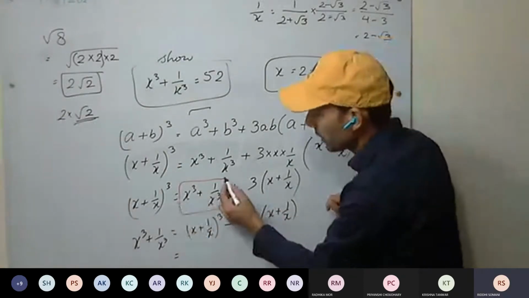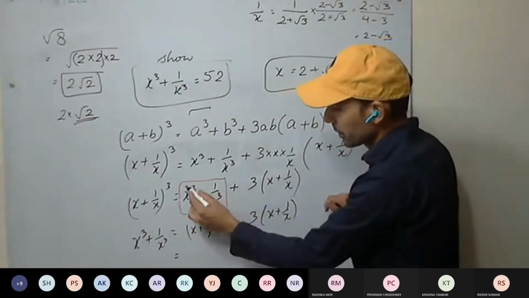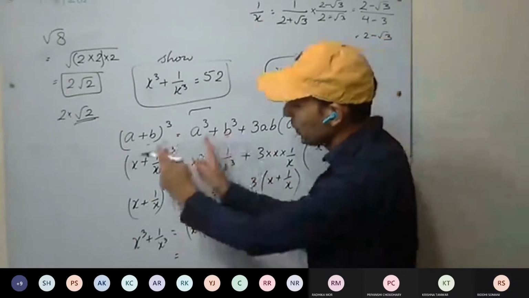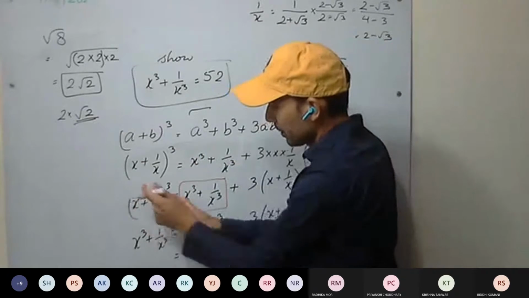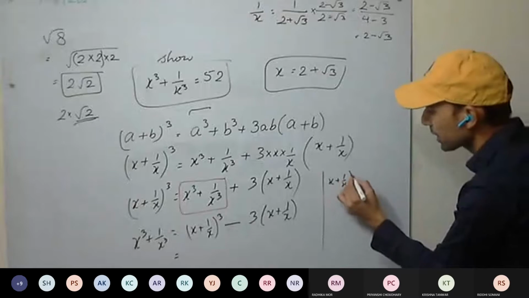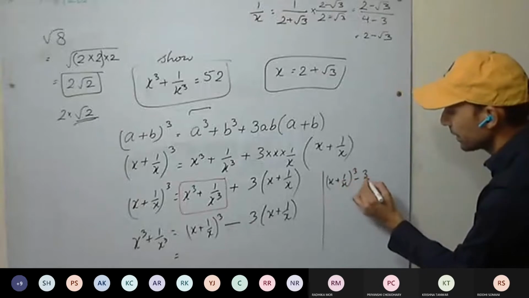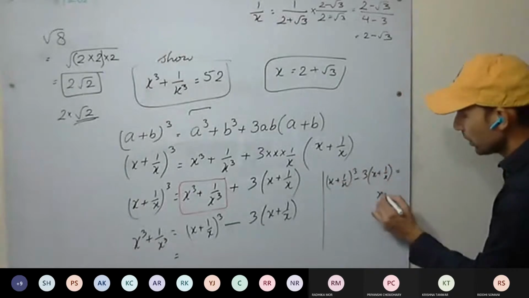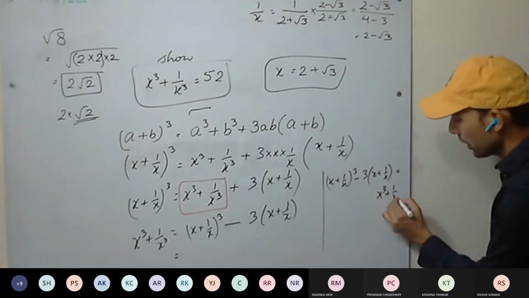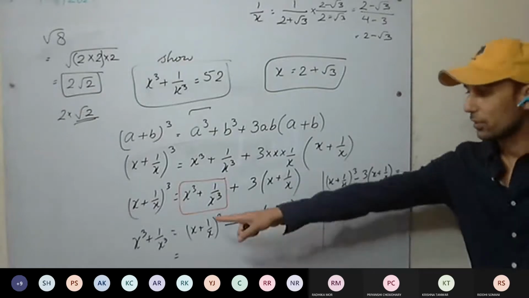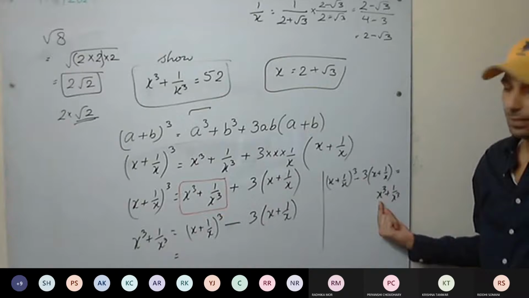So see here, what we have to calculate is this one. That means we are moving this from this side to the left hand side. One step, if I write x plus 1 upon x, the whole cube, minus 3 times x plus 1 upon x, this equals x cube plus 1 upon x cube. Understood this one? I've just interchanged them because that is what we have to calculate.